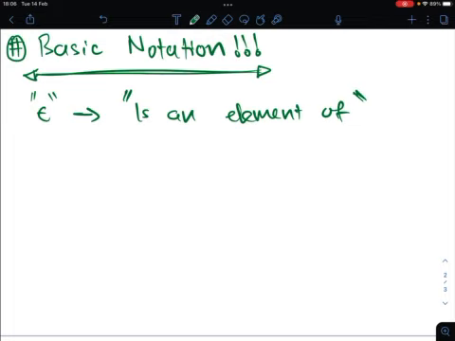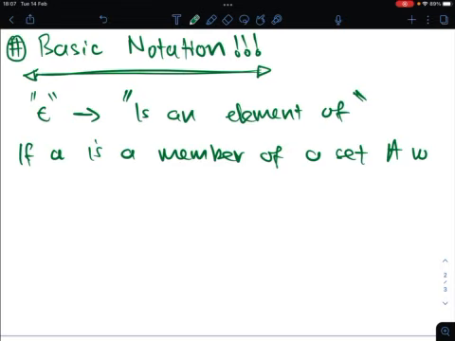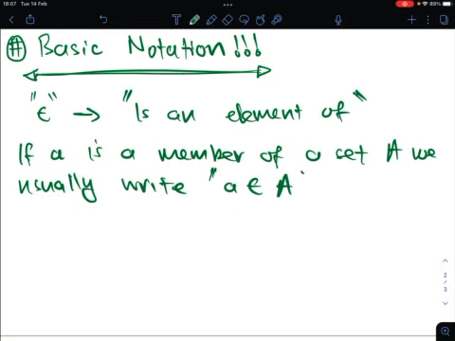You see that? So there is this symbol, small letter E, which stands for "is an element of." Which means that if a is a member of a set A, we usually write a is an element of A, like that. So this is how you will get to use this notation.